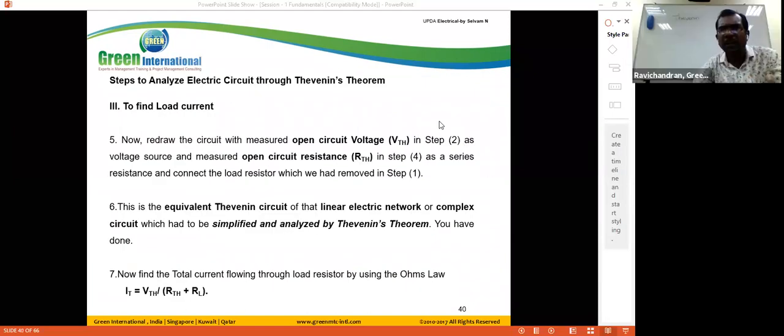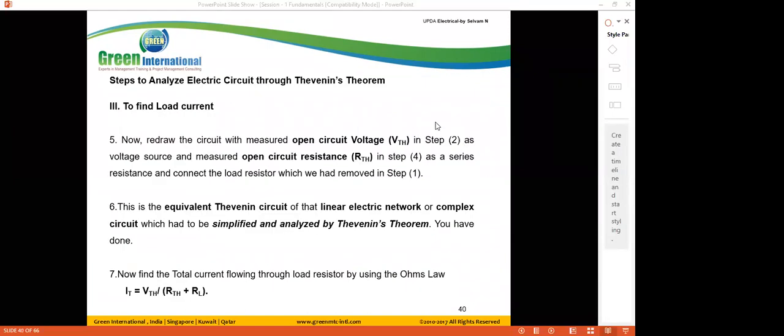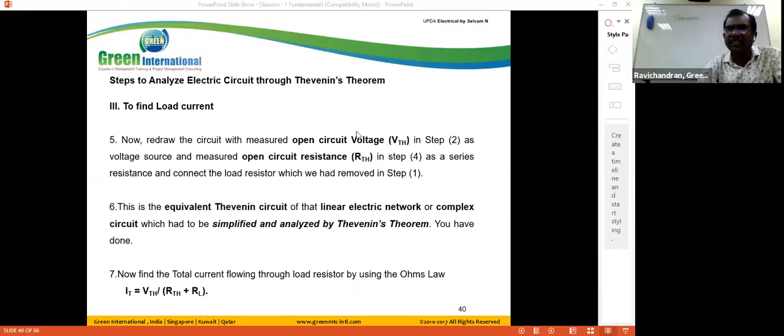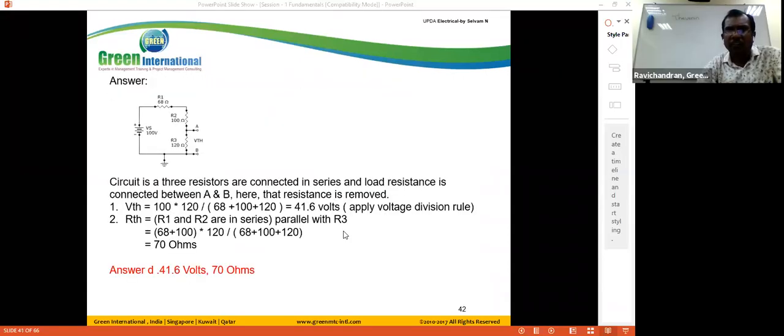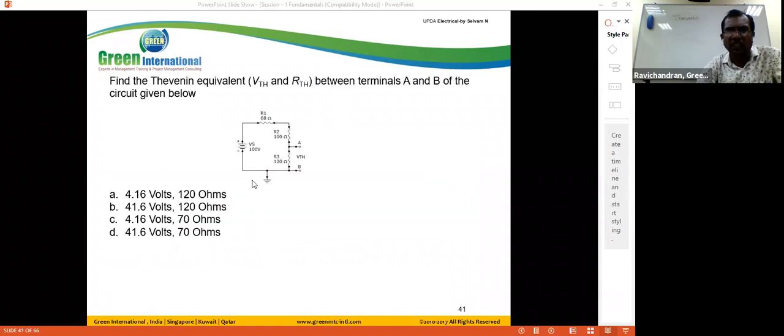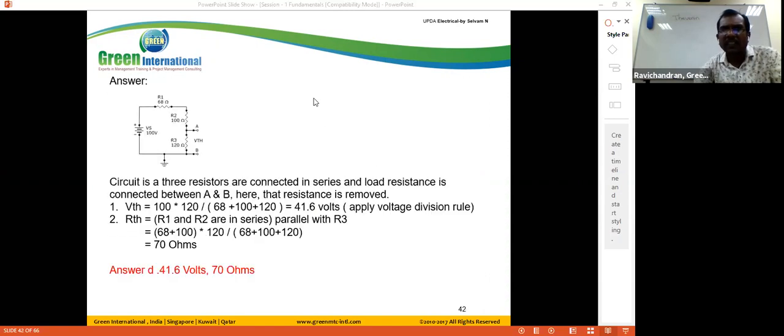So next step, to find the load current. So load current, for the simple circuit, that is for this particular one, because here the question is to find the Thevenin voltage. For example, if they ask, suppose, to find the load current for this particular circuit.